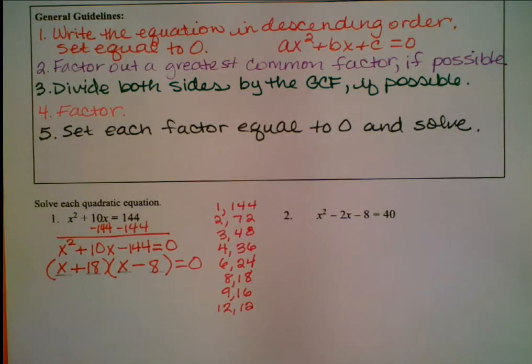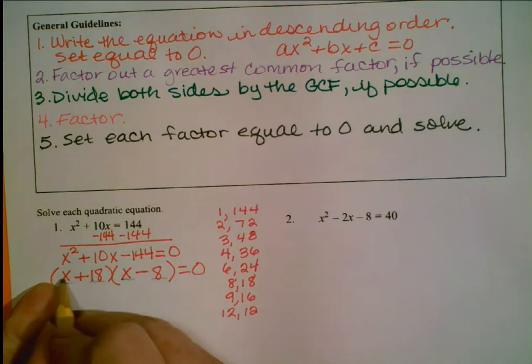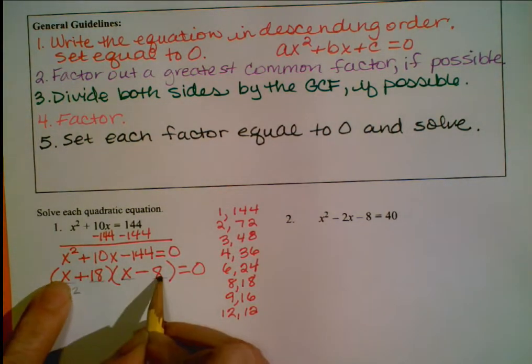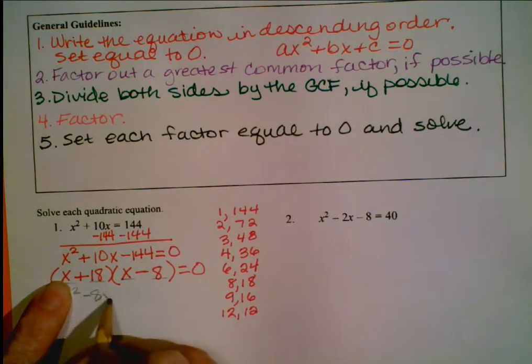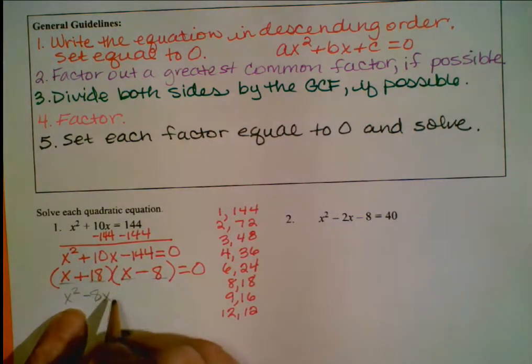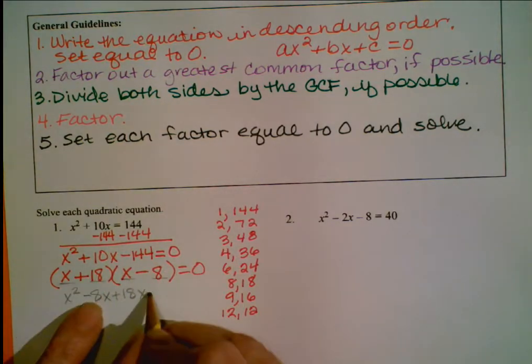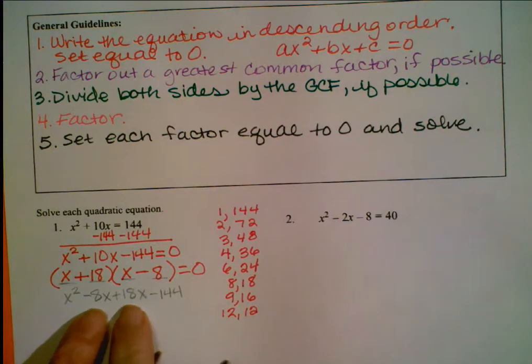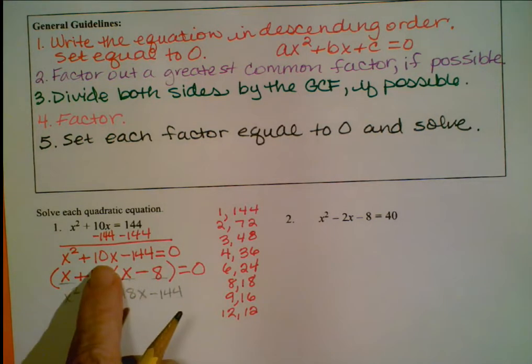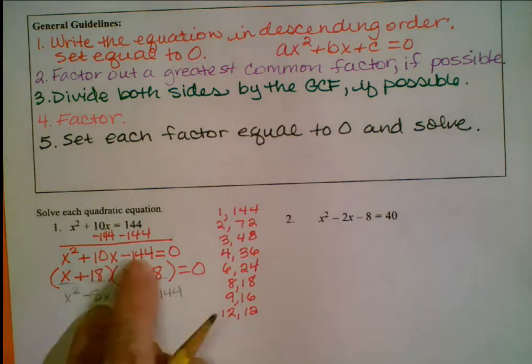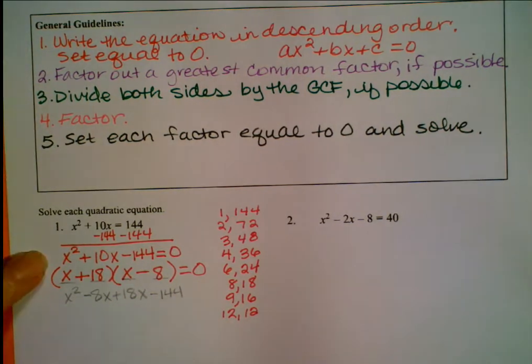And if we were to check that, we can see that it's going to give us the values that we need. So in terms of our check, first term times first term would be x squared. Outside, x times negative 8 is negative 8x. Inside, positive 18x. Last, negative 144. And we can see that these two middle terms, the second term and the third term, when added, combine together to give me a positive 10, which tells me I have all the correct elements in the correct position.